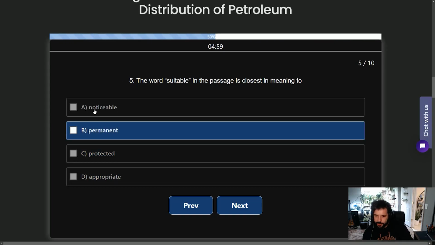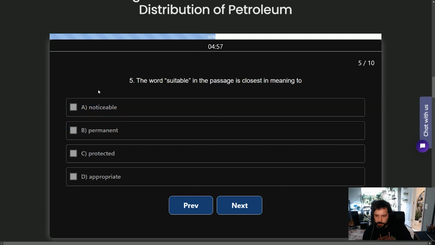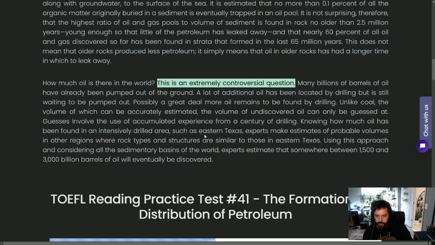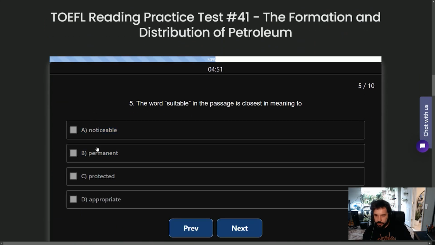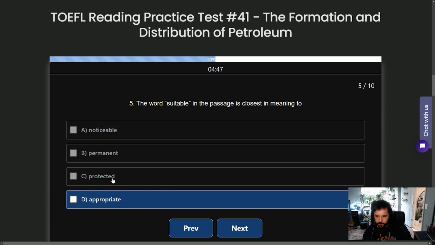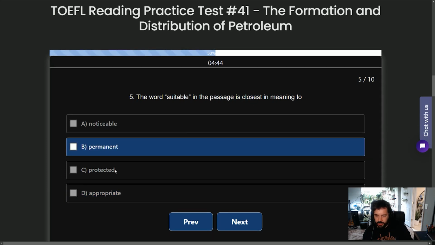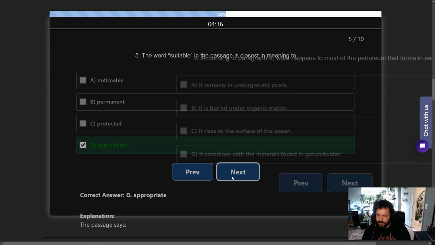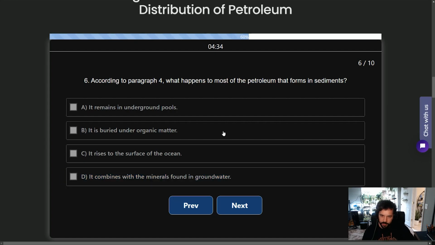Protected, permanent, noticeable, and appropriate. Now, if you go based on context, all of those words make sense here. So the location is not permanent. The location is not protected, so they don't like it. But the closest one, again, pay attention to this part, is appropriate. It's not a good, matching, or suitable home for them. So that's why they actually don't stay there. They go to the surface. Now, according to paragraph 4, what happens to the most of the petroleum that forms in sediments?